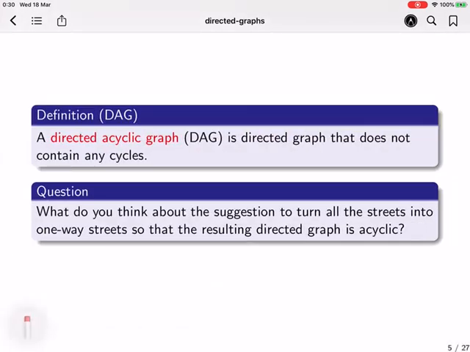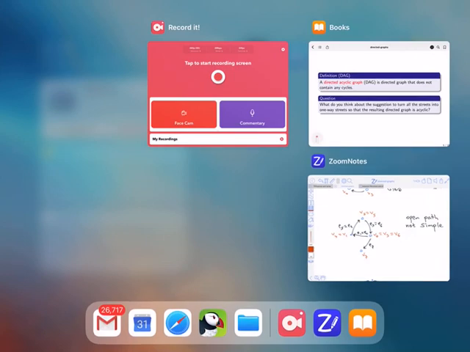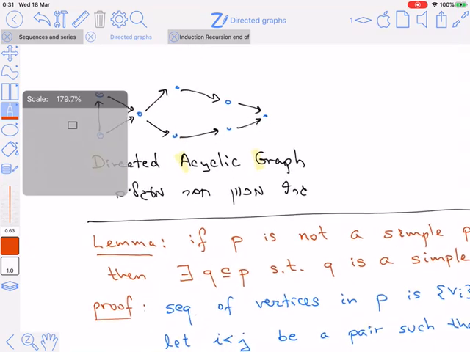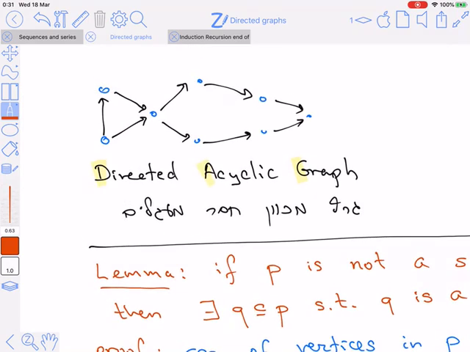Let's define a special type of directed graph, which is called a directed acyclic graph. Acyclic means that it doesn't have any cycles. So a graph is called a directed acyclic graph, or a DAG in short, if it does not contain any cycles. Okay? Let's look at an example of a DAG. Here we have a depiction of a directed acyclic graph with 1, 2, 3, 4, 5, 6, 7, 8 nodes.